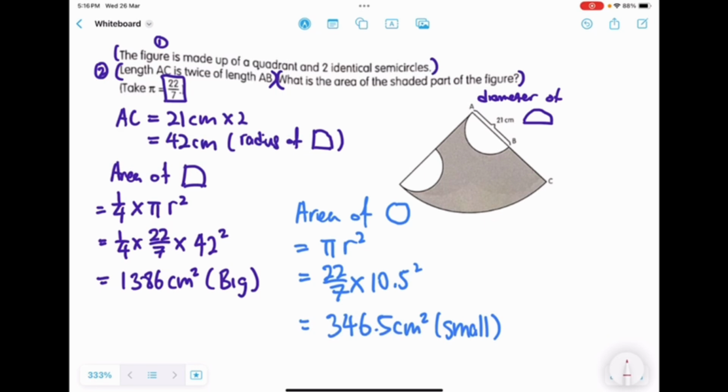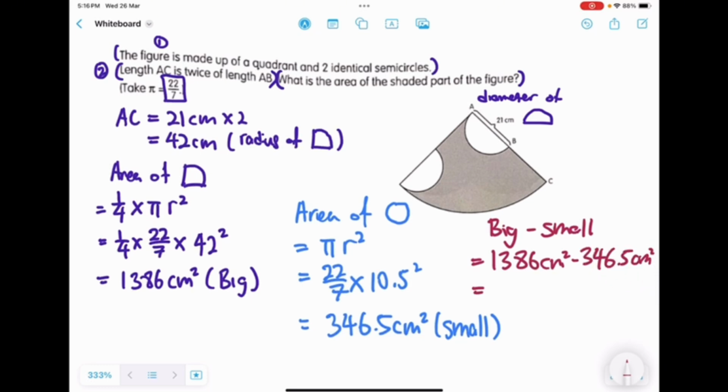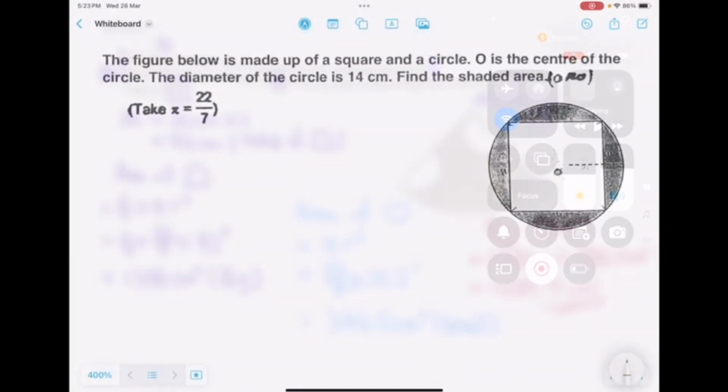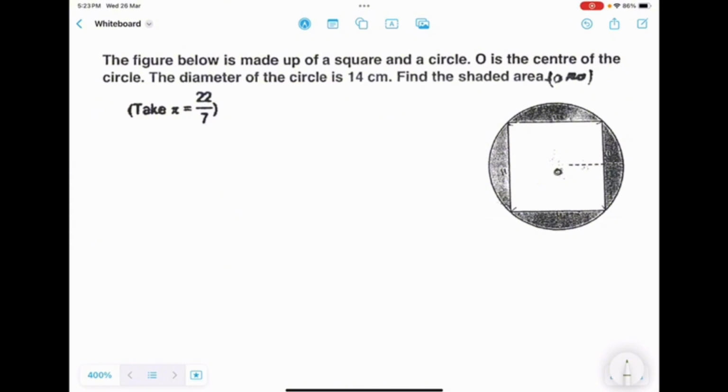Now what I want to do is to substitute the values of big minus small over here. And my big is simply just 1,386 centimeters square minus my small of 346.5 centimeters square. And that would give me 1,039.5 centimeters square. And this is my answer for this question. Now let's move on to the next question.